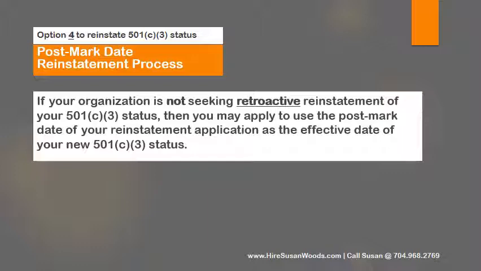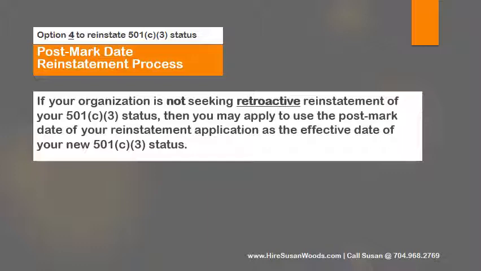If it doesn't matter that the date goes back to the date that you were revoked, if you don't care about going retroactive back to that date, and you just say, look, I just want to submit my application again to get reinstated from the date of this application, not way back when I was revoked, I'm fine with that, then you use option 4.